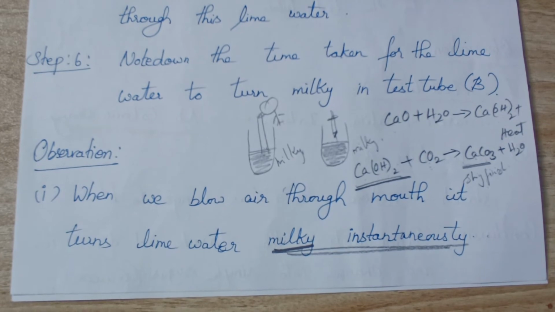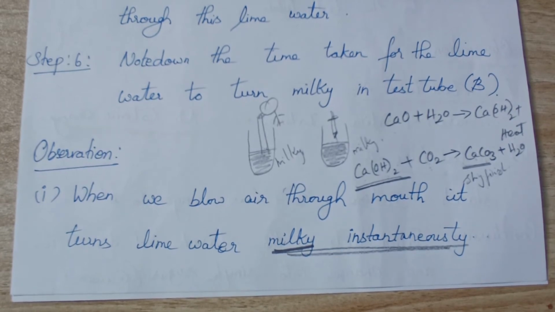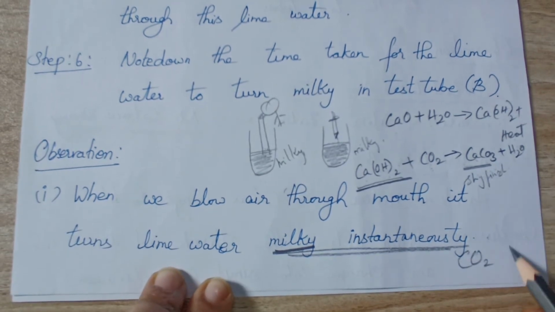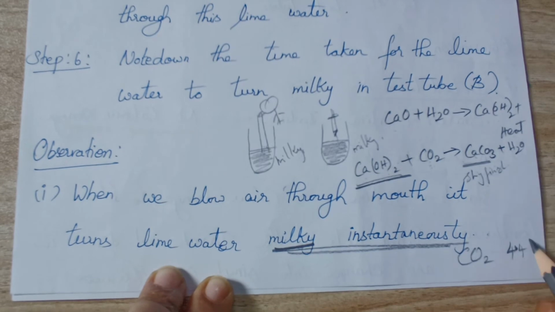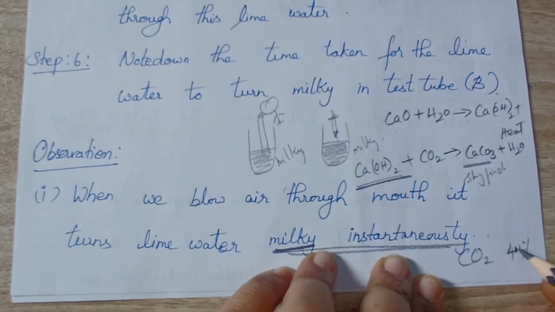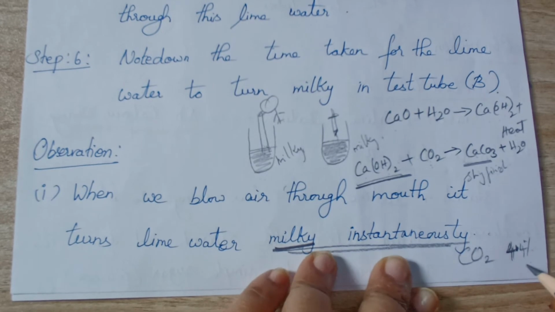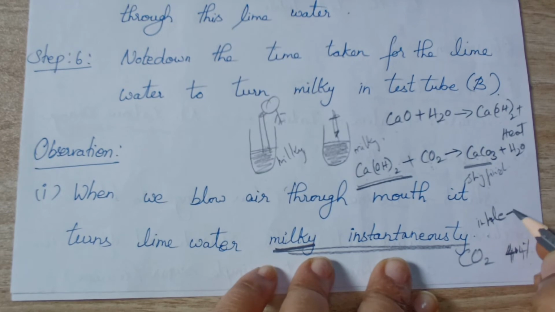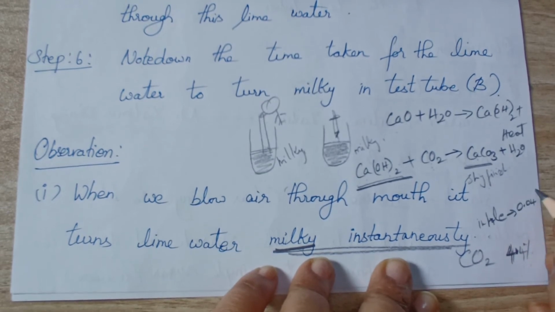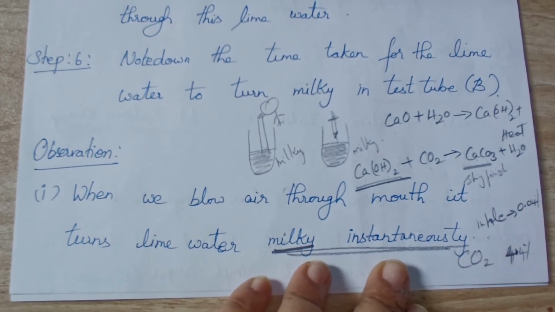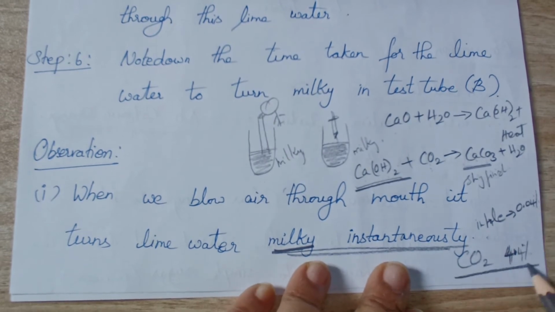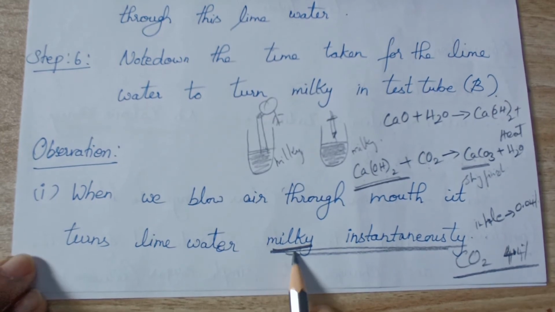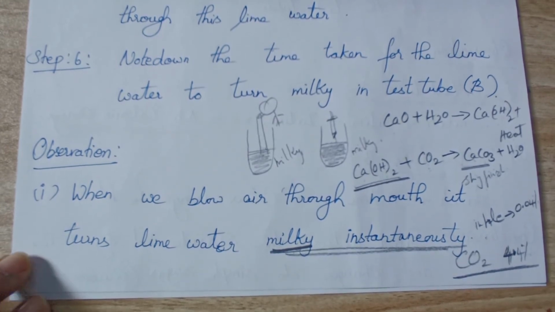Because what happens when you exhale air? Do you remember how much percentage of carbon dioxide is present in your exhaled air? 4.4%. Do you remember that? Okay, 4.4% carbon dioxide is present. In the inhalation of air from the atmosphere, it contains only 0.04% of carbon dioxide. When you exhale, it contains 4.4%. Because of this, it turns milky immediately when we blow air from the mouth.